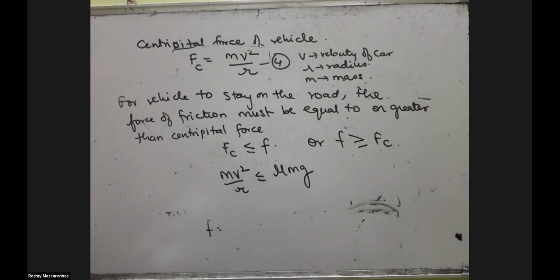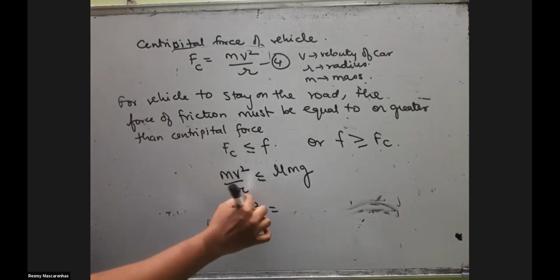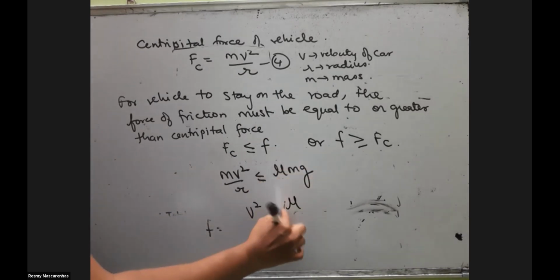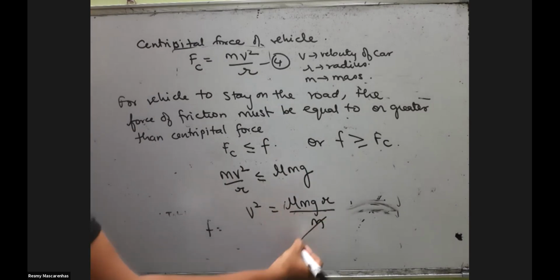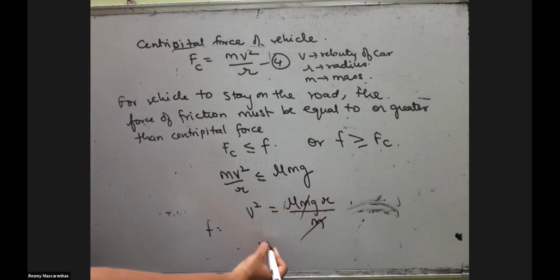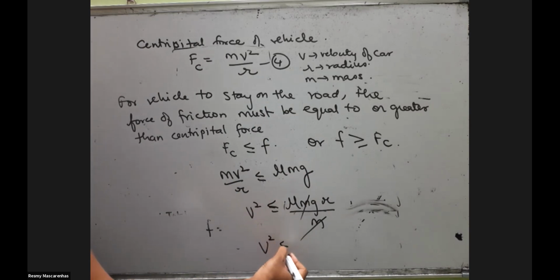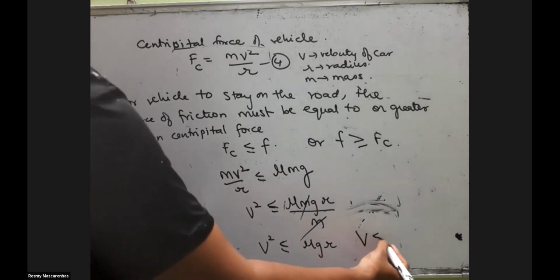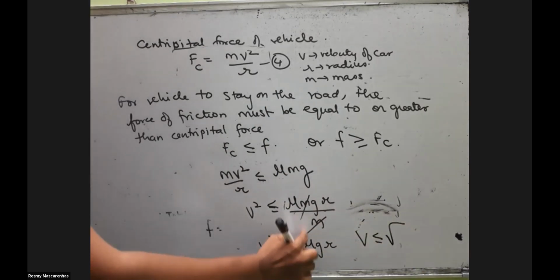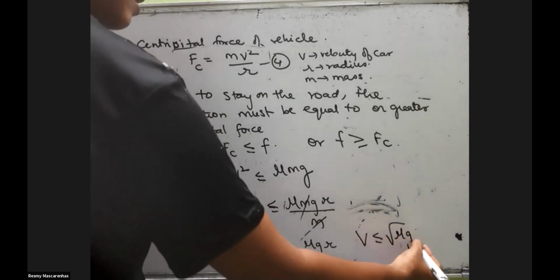So basically what we have to calculate? Velocity. Take the rest of the things on the other side. So v square will stay here, r will go up, and this m will come down. So m and m will cancel. So v square should be less than or equal to mu g r, and v will be less than or equal to the square root, because if you take the square to the other side, it becomes a root.